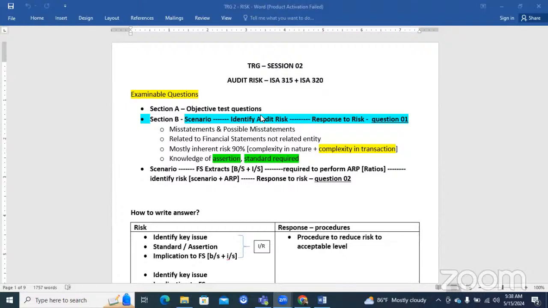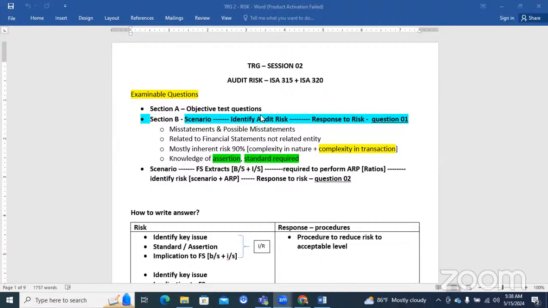What is the difference between confirmed misstatement and possible misstatement? Confirmed misstatement means it's a breach of standard. Let's say research cost is capitalized. As per IAS 38 Intangible Assets, research cost should be charged to the income statement. But if you capitalize it, it's a confirmed misstatement. The impact is confirmed.